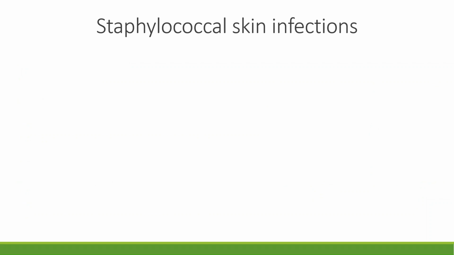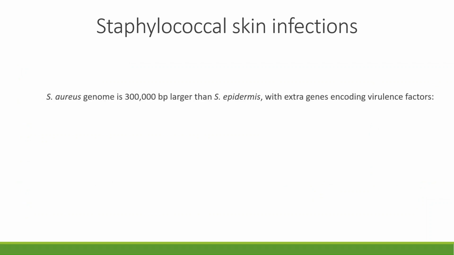Interestingly, the Staphylococcus aureus genome is a whopping 300,000 base pairs larger than Staphylococcus epidermidis. And those extra genes often encode virulence factors that make Staph aureus more pathogenic. Some of these factors help it to evade the immune system.